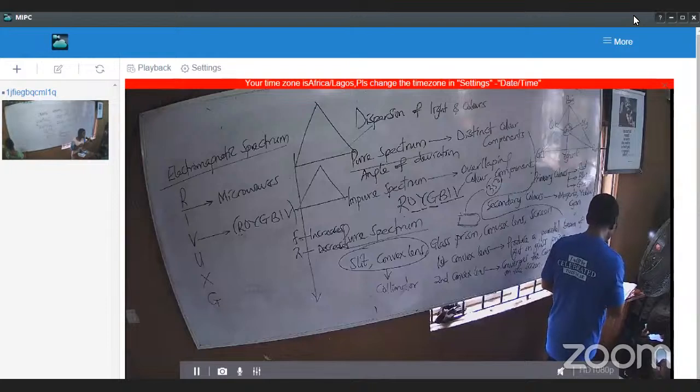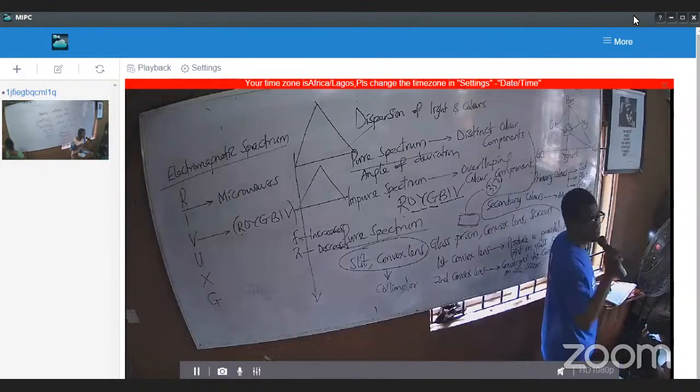White light consists of a mixture of 7 different colors.